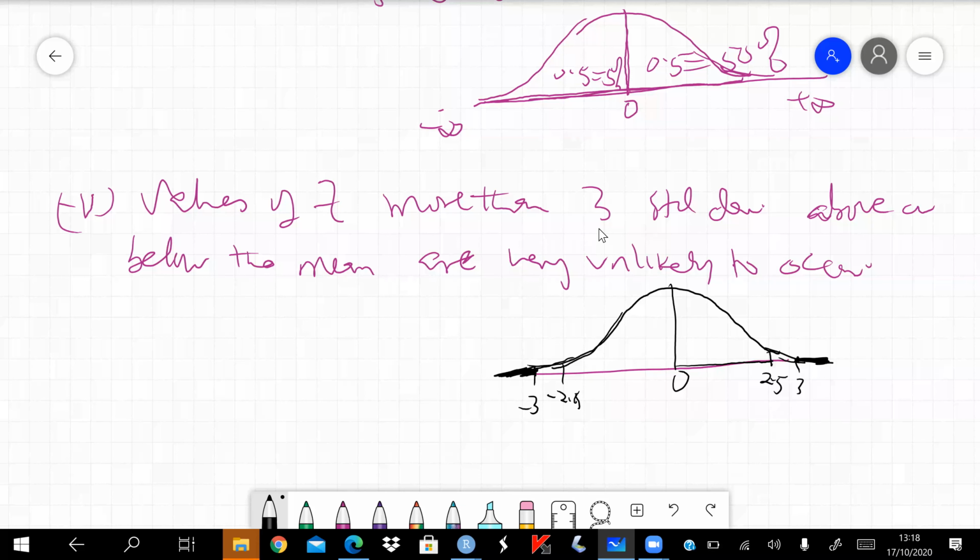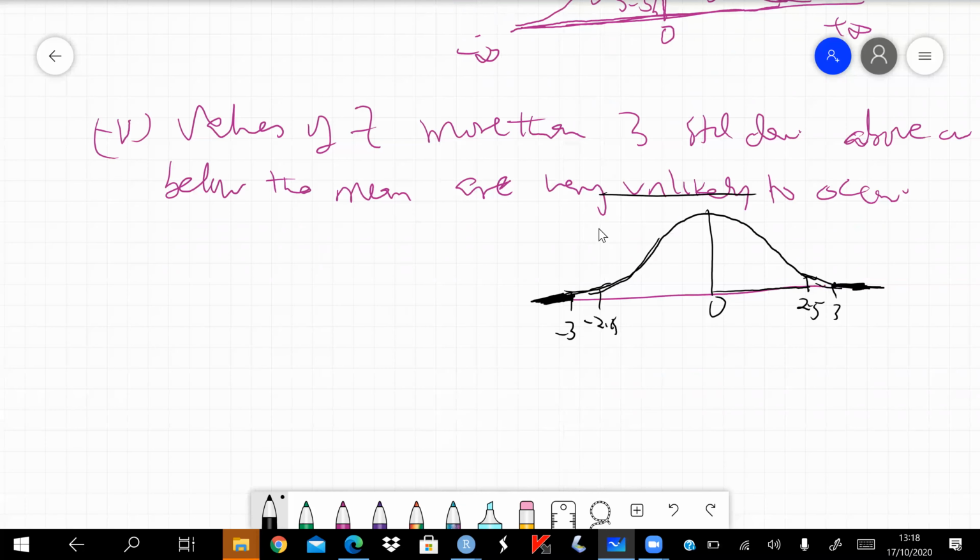The ones I've shaded in black, so the remaining probability is very unlikely. Those are very unlikely events. So that's the standard normal distribution. And these are how we compute the probability values, number 6.